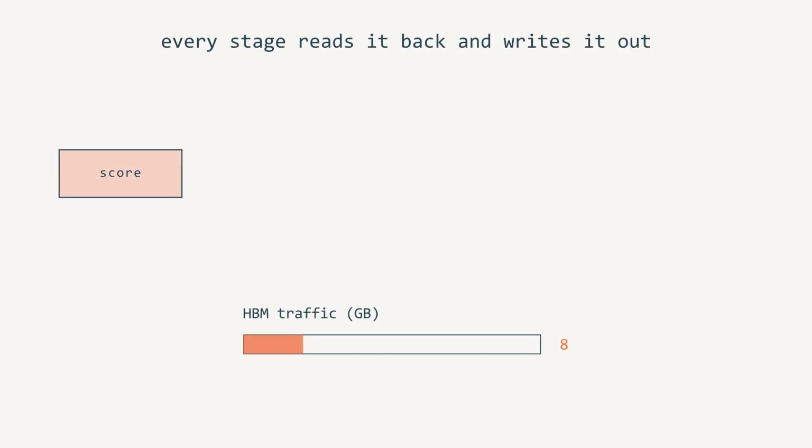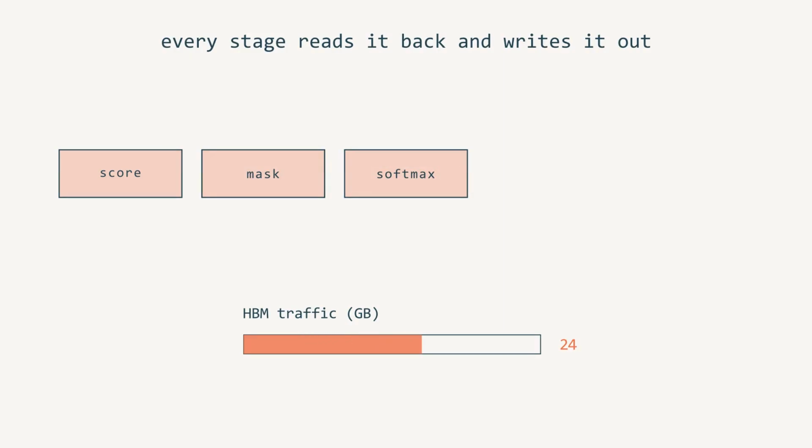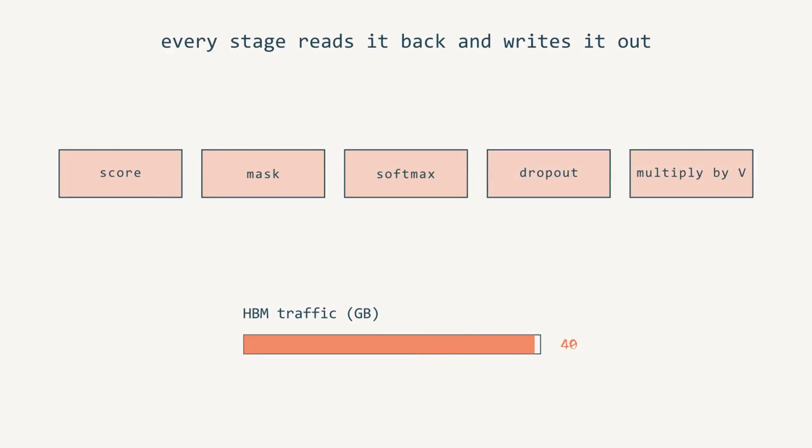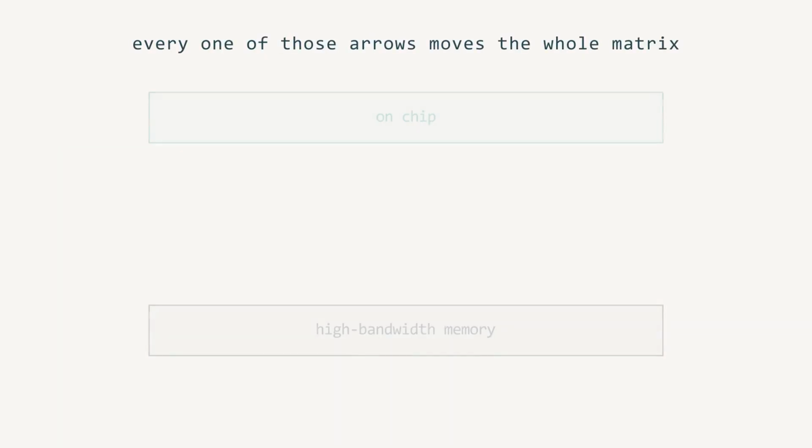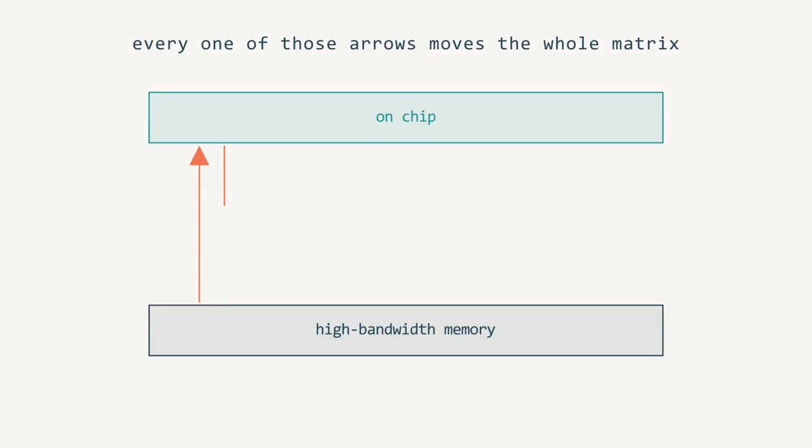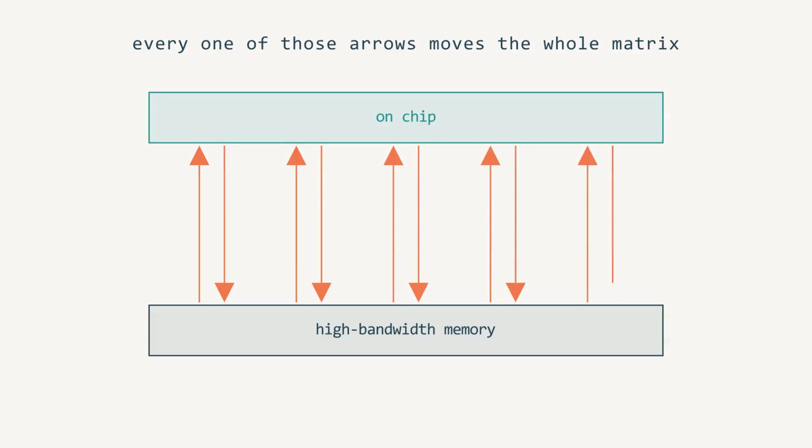Score the pairs, write the matrix. Read it back to apply the causal mask, write it. Read it back for the softmax, write it. Read it for dropout, write it. Read it once more to multiply by the values. And in training, keep it because the backward pass needs it. Every one of those arrows moves 2 gigabytes across a bus. The measured total for one forward and backward pass on that configuration is 40.3 gigabytes of traffic.